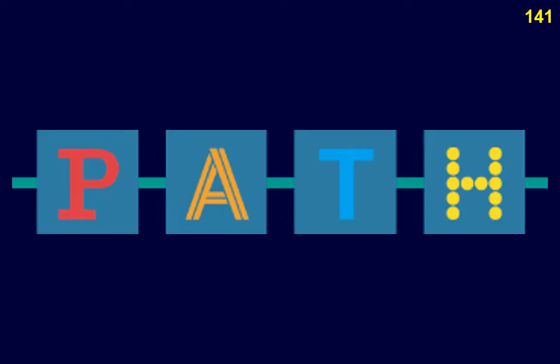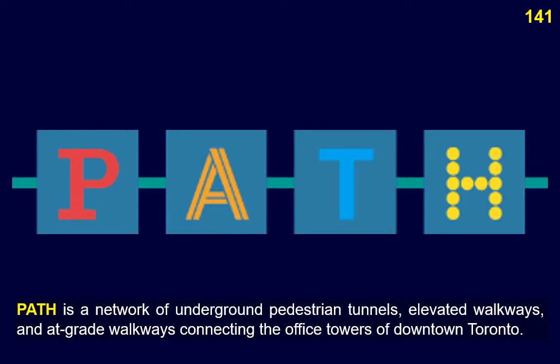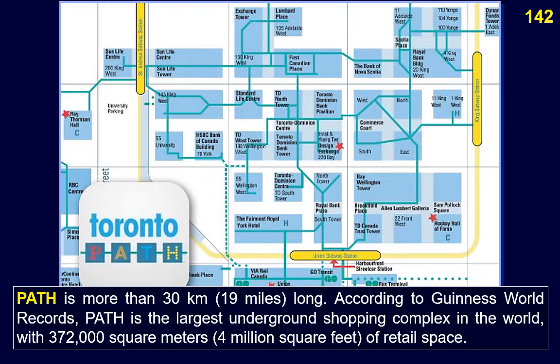PATH is a network of underground pedestrian tunnels, elevated walkways, and at-grade walkways connecting the office towers of downtown Toronto. PATH is more than 30 kilometers, 19 miles, long. According to Guinness World Records, PATH is the largest underground shopping complex in the world, with 372,000 square meters, 4 million square feet, of retail space.